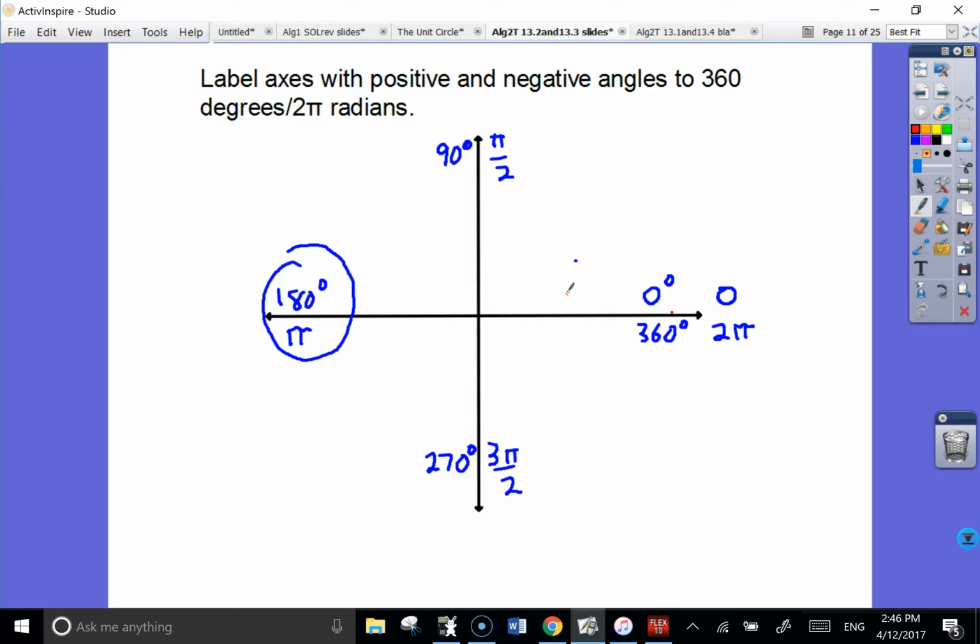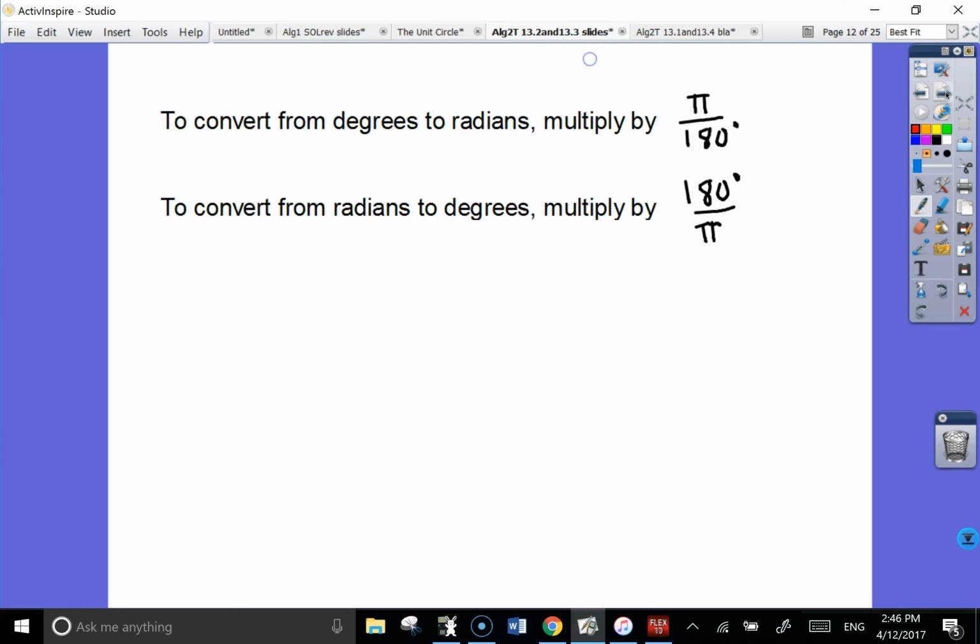Now on the next slides, we will have to convert from one unit of measure to the other. And the way we do that is using this equivalence right here: 180 degrees is the same thing as pi radians. Right, so here's the next slide. In order to convert from degrees to radians, multiply by pi over 180. And in order to convert from radians to degrees, multiply by 180 over pi.